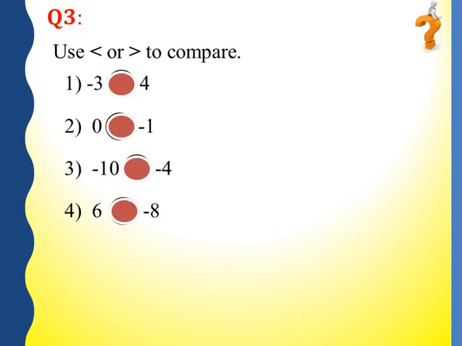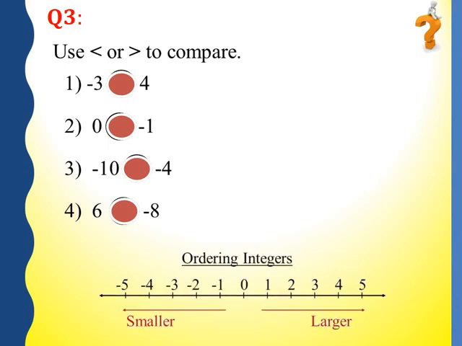Third question, I need to compare between integers using the sign less than or greater than. Let's remember first that negative integers are smaller than 0, and 0 is smaller than positive integers. So the smallest are the negative integers, after that 0, after that positive integers.